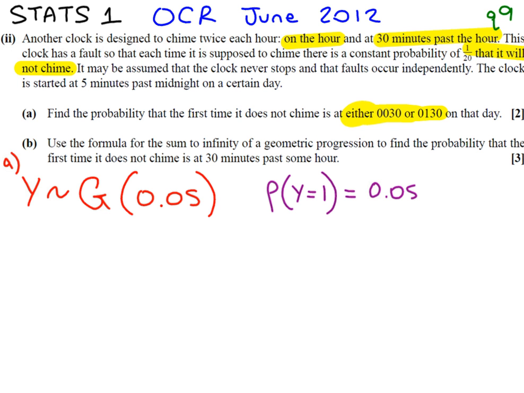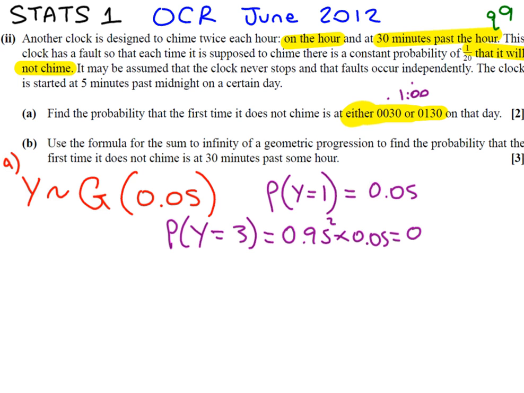So that just means straight away you get a success, 0.05, no failures. Or you can get a failure to chime at half past one. So we've gone half past 12, 1 o'clock, half one. So that is two failures and then a success. So for y equals 3, 0.95 squared times 0.05, which gives us 0.0451. Because it's or, we add them together. Okay, so probability y equals 1 or 3 equals 0.0951, three significant figures.